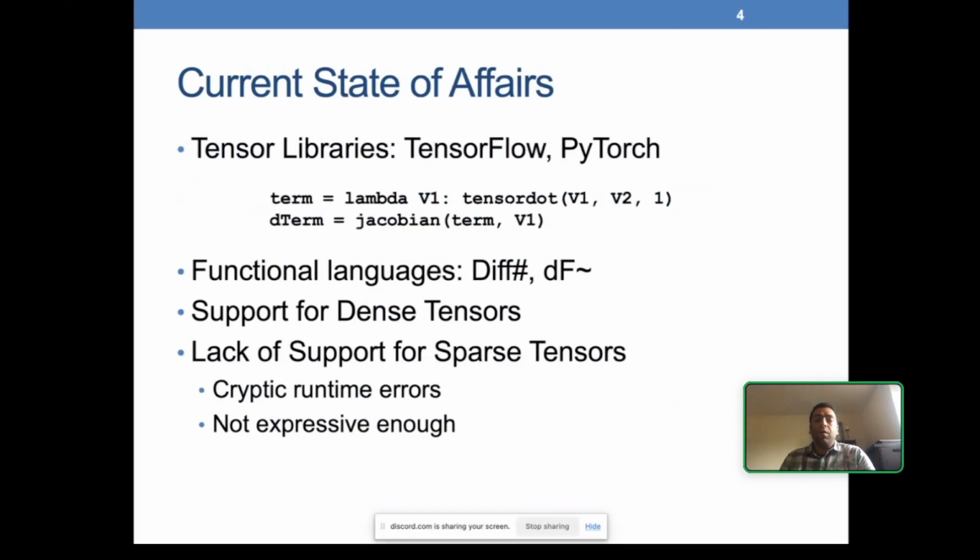If you use, for example, TensorFlow or PyTorch and try to compute the Jacobian or the gradient of some computation that involves sparse tensors, you're going to get cryptic runtime errors, for example saying that the reshape method is not implemented, or something similar. And for the other line of work, which are DSLs, the type system of those DSLs doesn't support sparse tensors at all. Or even if it does, it is not expressive enough to capture all the efficient algorithms that you can express on top of sparse storage formats.